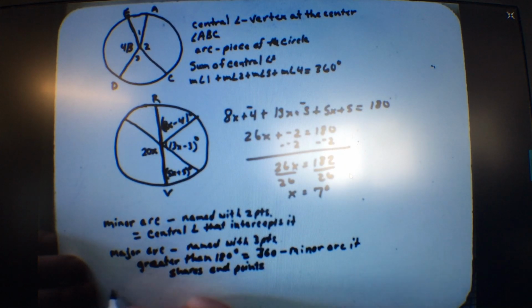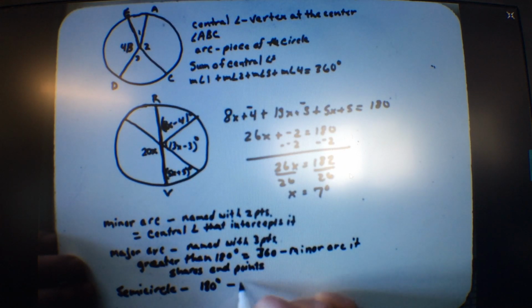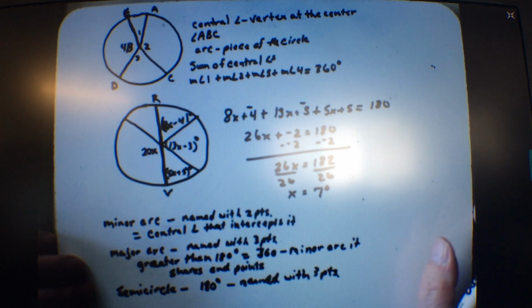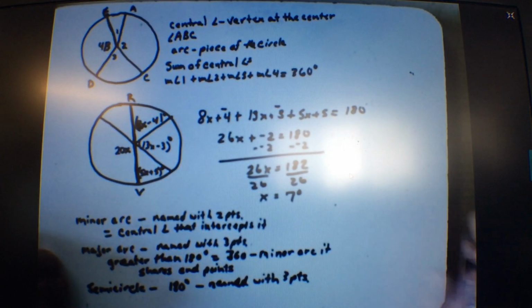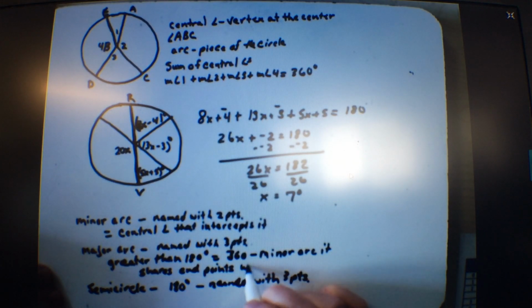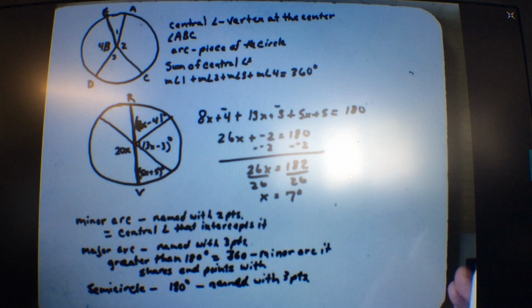I'll go over all this in a minute. Then a semicircle. You guys probably know that a semicircle is exactly 180 degrees. It's named with 3 points. What are the last 2 words on the major arc? Shares endpoints with. Minor arc, it shares endpoints with. This should say with too, sorry.